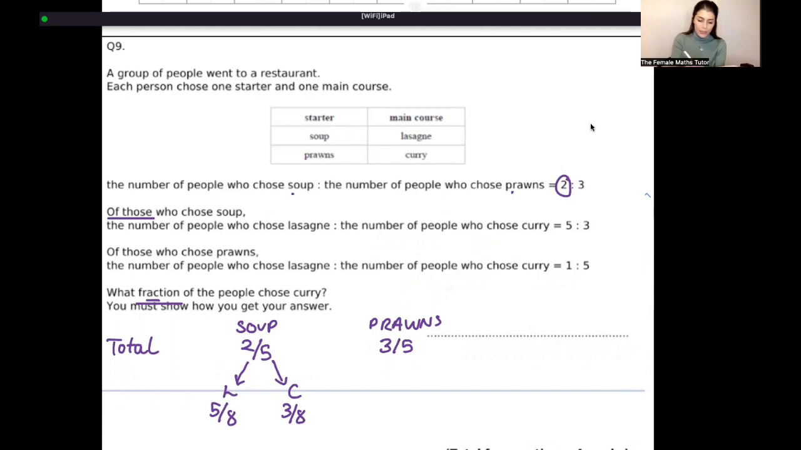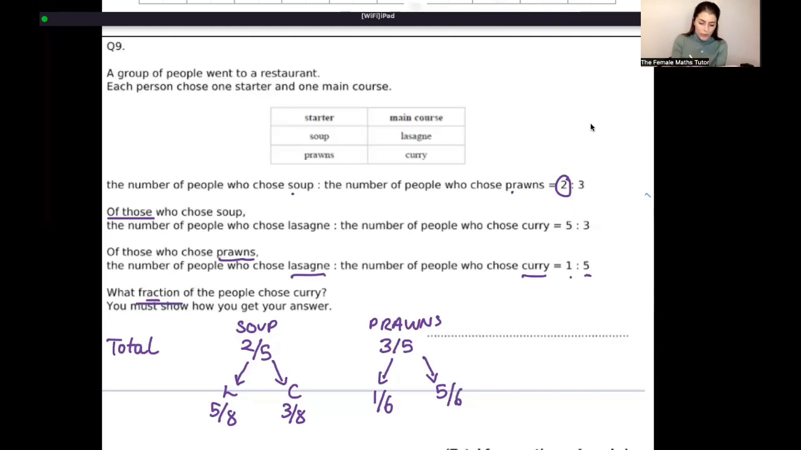And then if we go to the prawn section, the number of people who chose lasagna to curry is 1 to 5. Lasagna is 1 out of 6, because there's 6 parts in total. Curry is 5 out of 6. So we've written everything as a fraction now.